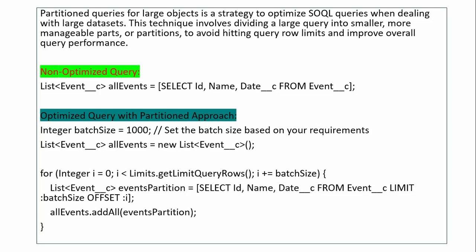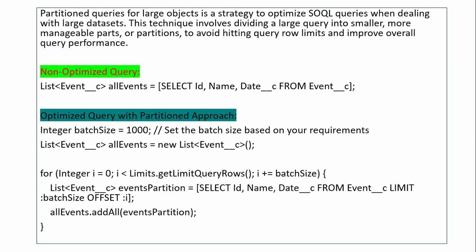Partitioned queries for large objects is a strategy to optimize SOQL queries when dealing with large datasets. This technique involves dividing a large query into smaller, more manageable parts or partitions to avoid hitting query row limits and improve overall query performance.